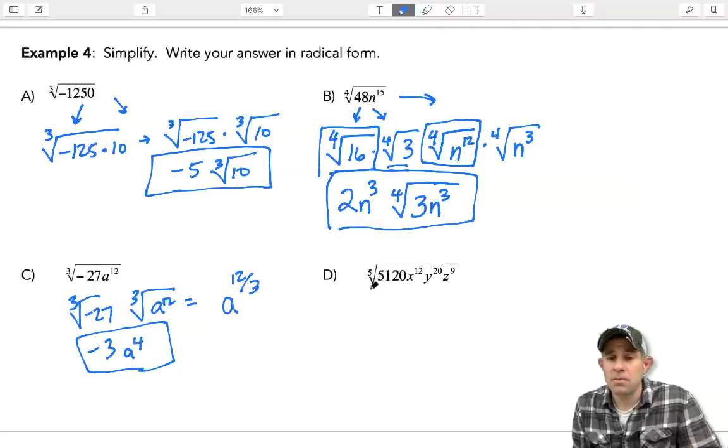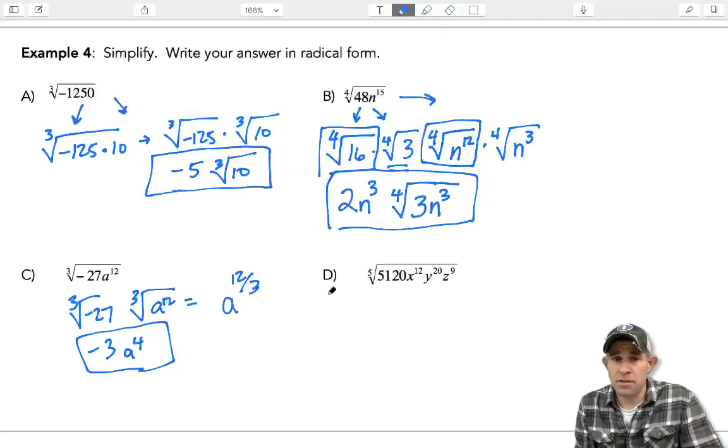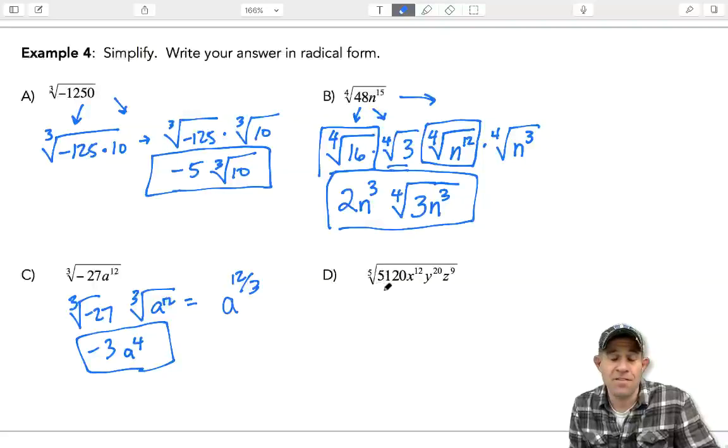All right, example D here. So we're going to take the fifth root of 5,120 x to the 12th, y to the 20th, z to the 9th. This is a doozy, so bear with me. Here we go. We're going to take factors out of 5,120, and the two factors are the factor of 32. So we're going to take the fifth root of 32 and times that by the fifth root of 160.